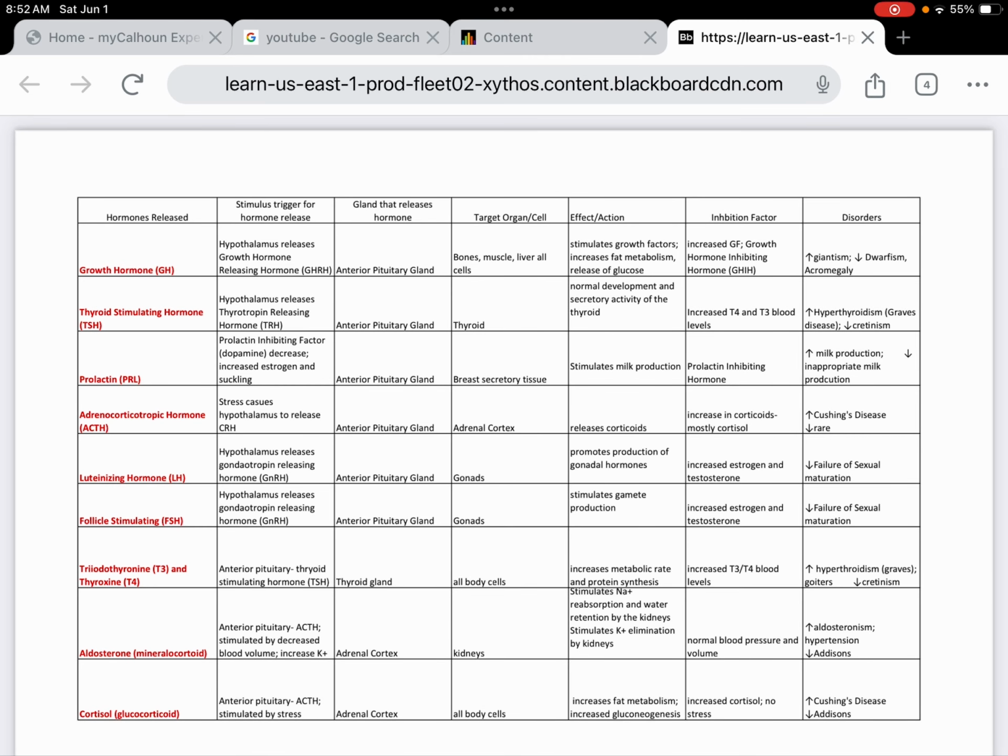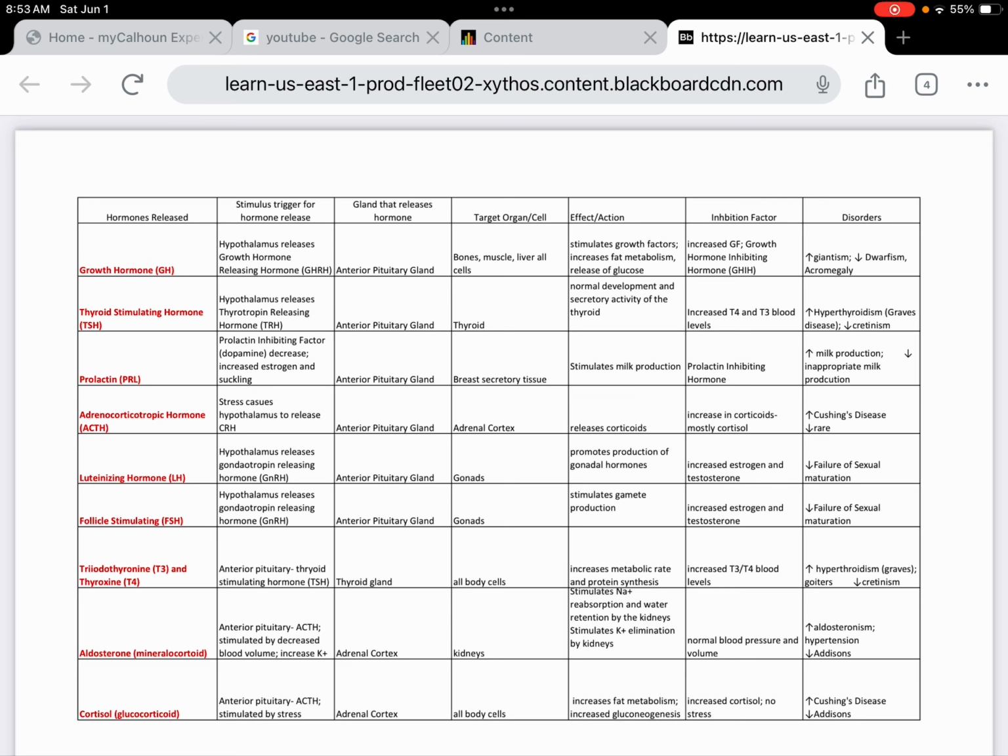So we have the hormone that you have to know, and the stimulus trigger. What causes growth hormone to be released? Growth hormone is released from the anterior pituitary, but the hypothalamus releases a hormone in order to cause growth hormone to be released. So it's like dominoes, right? It's a chain of events that has to happen. And then growth hormone targets bone, muscles, and liver. And what does it do? What's the effect or action? It stimulates growth factors, increases fat metabolism, and the release of glucose. You need those things, right? You need energy in order to grow.